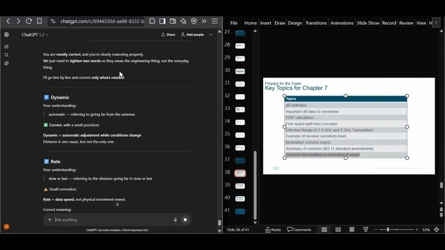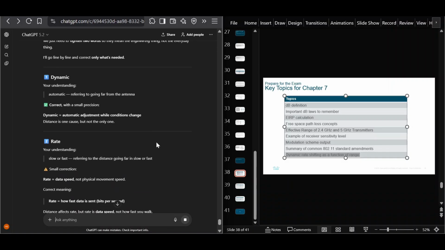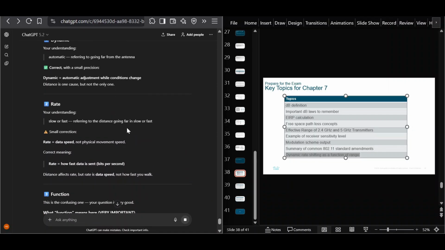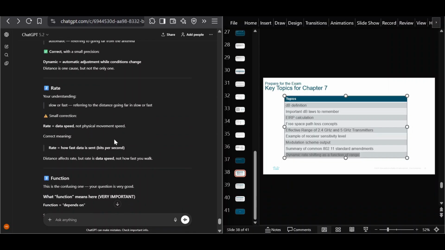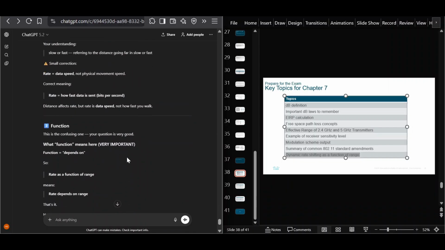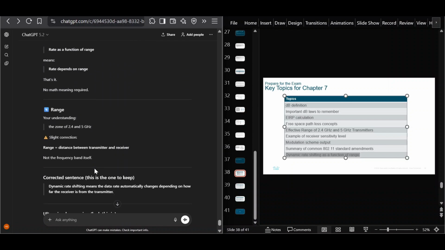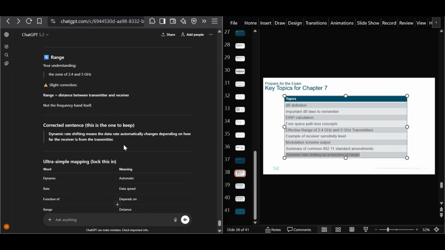You are almost there, and we just nailed that. So then it is automatic, depending on conditions. When distance is small, the rate is high. Slower for when the rate is data speed, not physical. How fast the data goes, this is the confusion. Your question is what function means here. Define rate as a function of range, the zone, the distance between the transmitter and the receiver. Dynamic rate shifting means the data rate changes automatically.